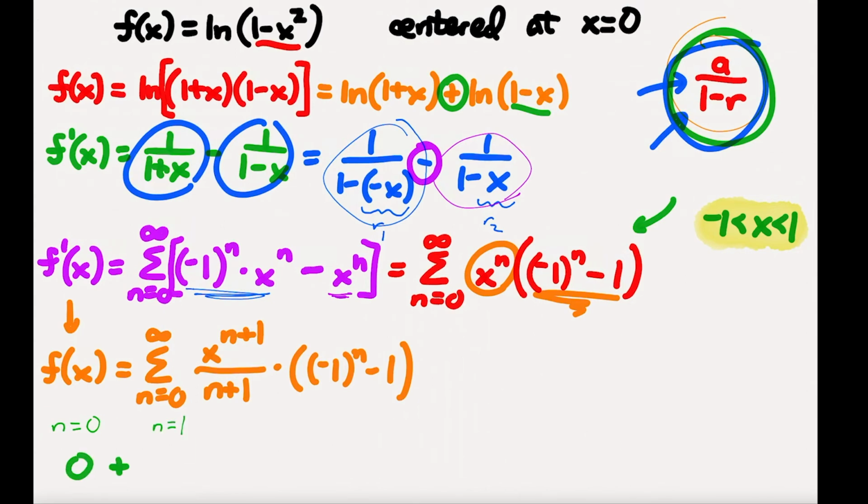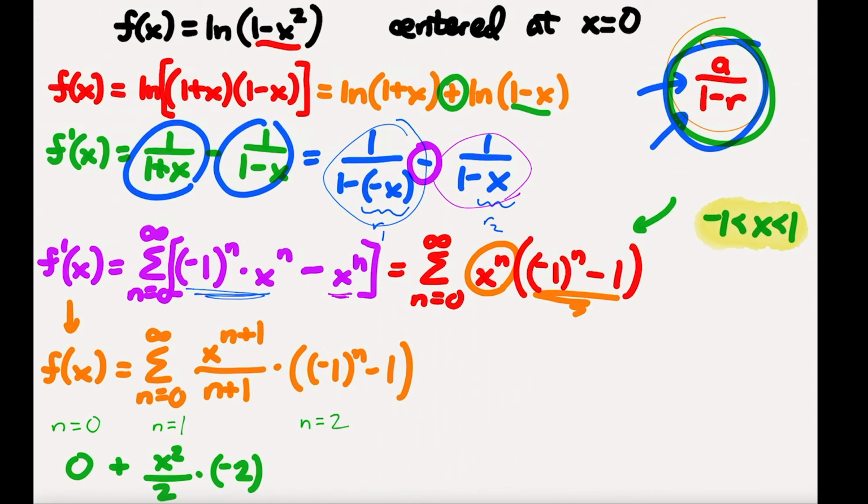Okay, so if you plug in n equals 1, you're going to end up with x squared over 2 times -1 to the first is -1. -1 minus -1 is going to be -2. So I'm just going to put -2 in like that. Okay, and then I'm going to do the next one for n equals 2.